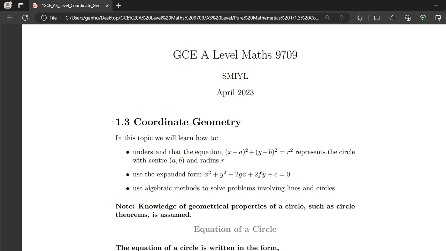So in this video, we'll be focusing on how to find the equation of a circle. This topic falls under coordinate geometry, and we'll be focusing on the following syllabus points. Understand that the equation (x - a)² + (y - b)² = r² represents the circle with center (a, b) and radius r. Use the expanded form x² + y² + 2gx + 2fy + c = 0. Use algebraic methods to solve problems involving lines and circles. Please note that knowledge of geometrical properties of a circle, such as circle theorems, is assumed in this topic.